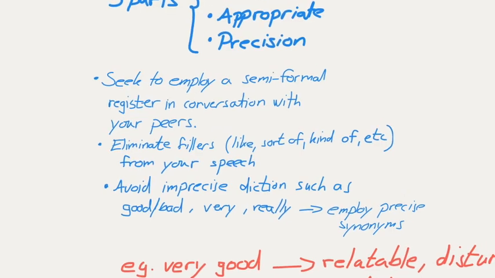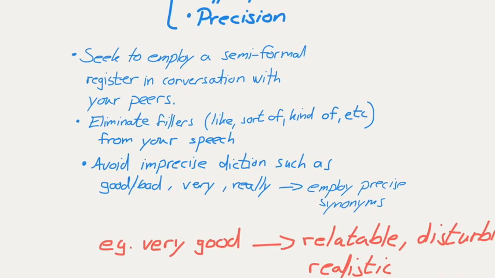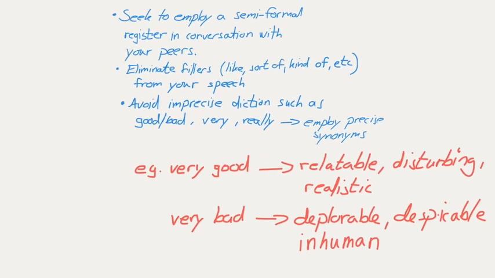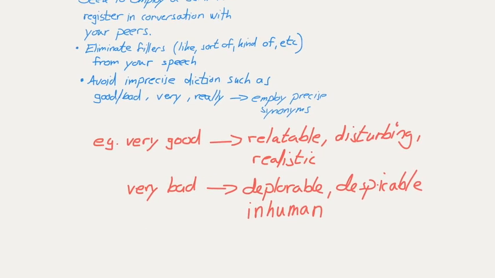And the next thing you can do is try to avoid imprecise diction. Words like good or bad or very or really before an adjective don't really add much meaning. So instead, if you can find the precise word for what you're trying to say, then that's probably going to help you. So for instance, instead of saying, I think this is a very good play, ask what is it that's very good about it? Is it relatable? Is it disturbing? Is it realistic? Is that what makes it such a pleasant experience to read this particular text?